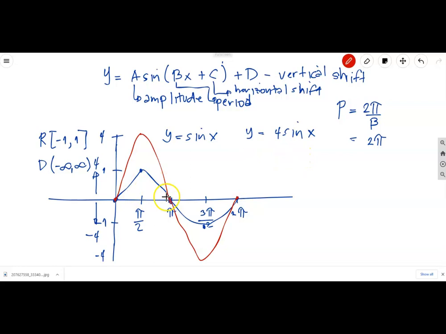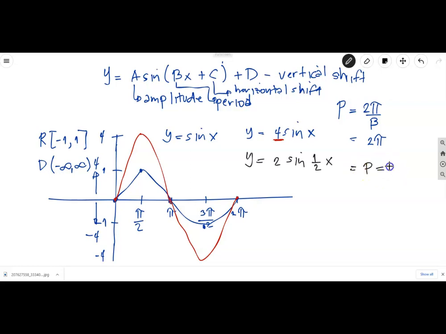So that is called the amplitude, or the height of the wave of the sine function. Let's say we have another one: y = 2 sin(1/2 x). So the amplitude is 2, and the coefficient of x is 1/2, so therefore you will get the period.